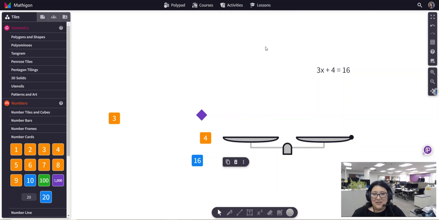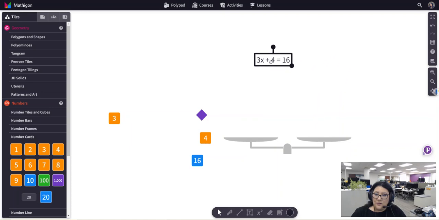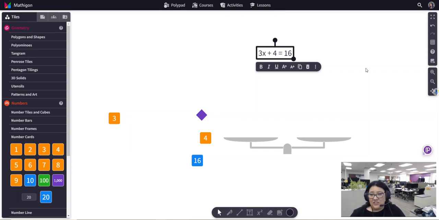Okay, everyone, we're going to take a look today at how to use Mathigon Polypad's balance scale in order to solve equations with variables for multiplication and division. And I thought we could make this even a little bit more complicated, so I've chosen to do an equation that has two operations, both multiplication and addition.